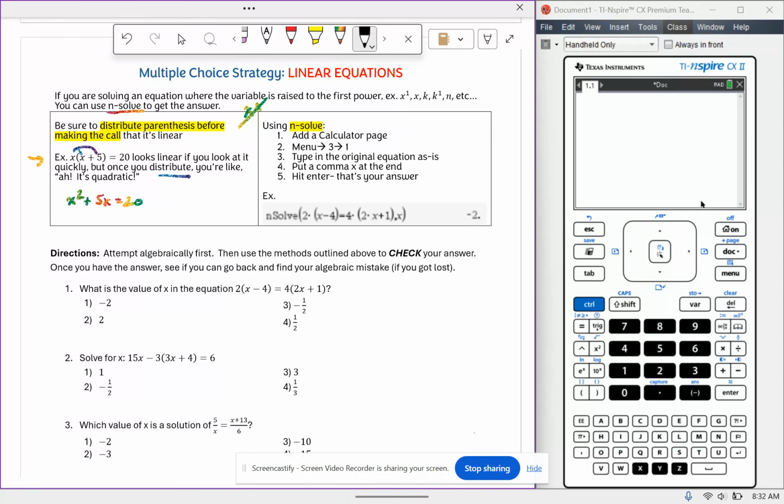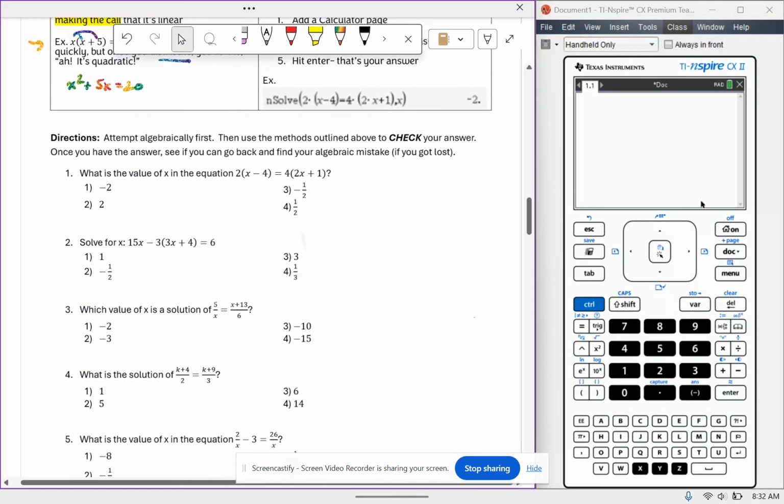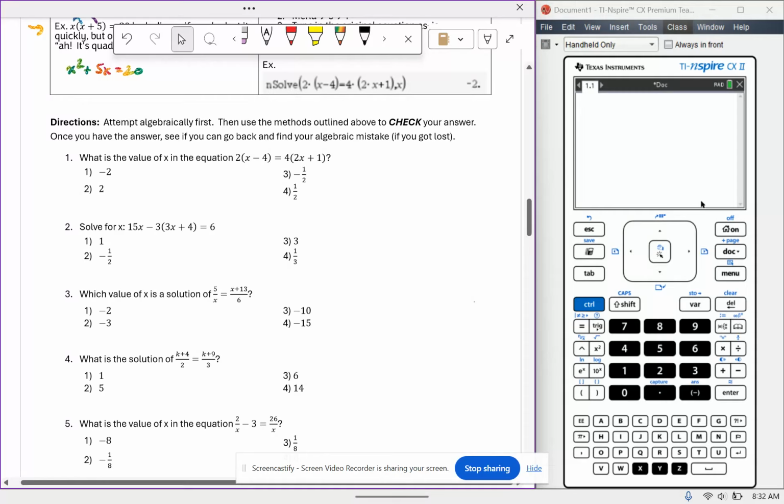Now here's how you would use nsolve. Once you've confirmed that it's linear, add a calculator page, menu 3-1, type in the original equation as is, put a comma x at the end, hit enter, and that's your answer. In the directions below it says, attempt algebraically first. So we're going to go through all of these algebraically and then check our answer on the calculator, okay?